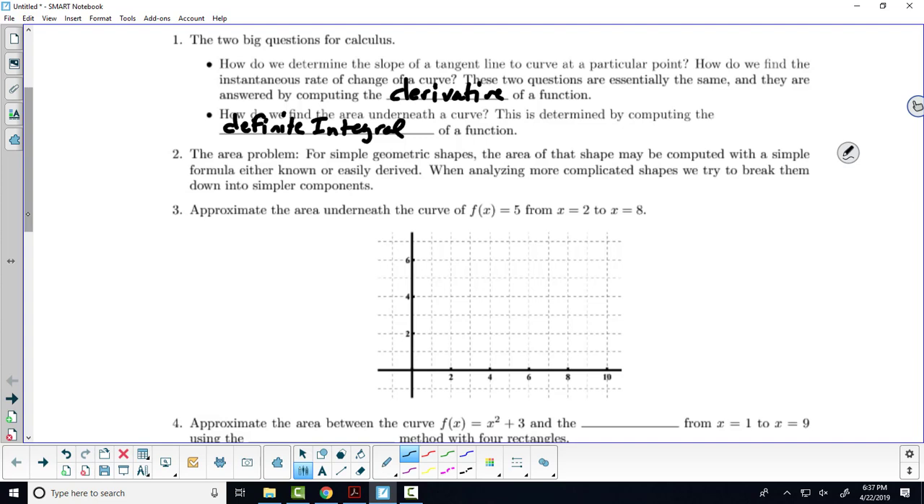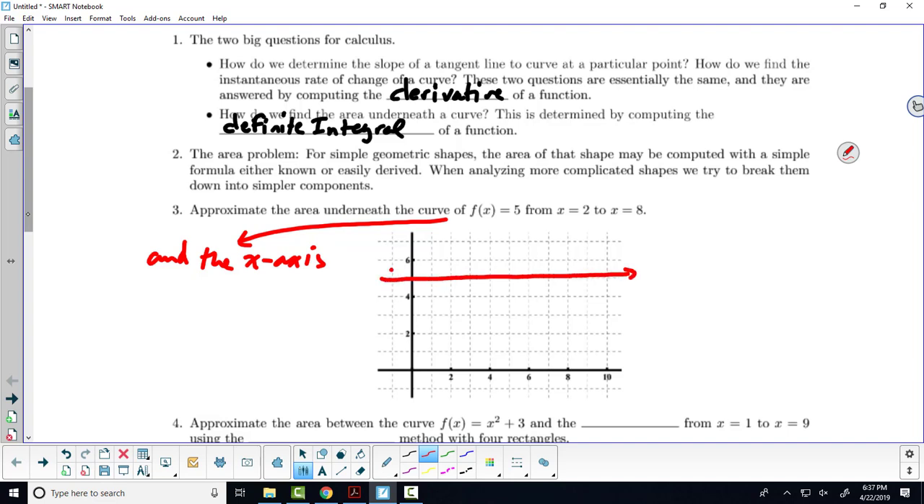Okay? So let's go ahead and look at this one here. We're asked to find the area underneath the curve, and I should add, and the x-axis, from x equals 2 to x equals 8 for this function right here. What is this function? f of x equals 5. What does that function look like? It's a horizontal line, right? So here's the graph of it, maybe something about like that. There's the graph of f of x.